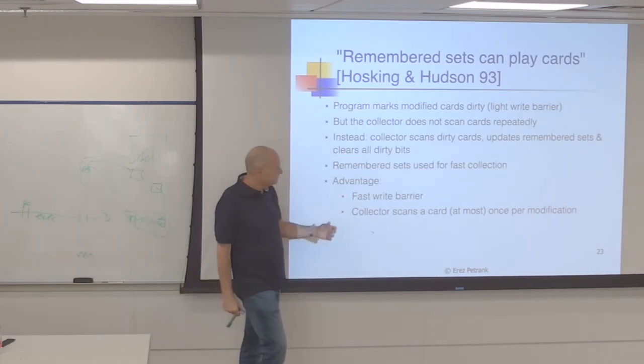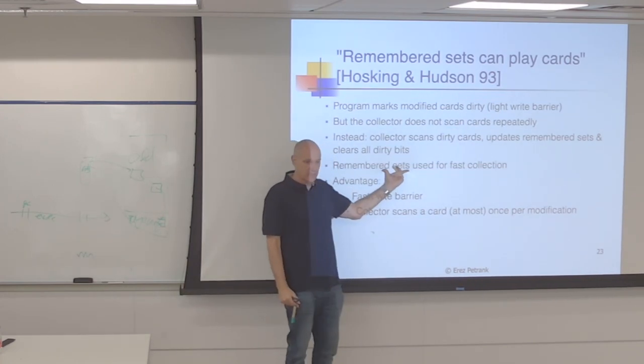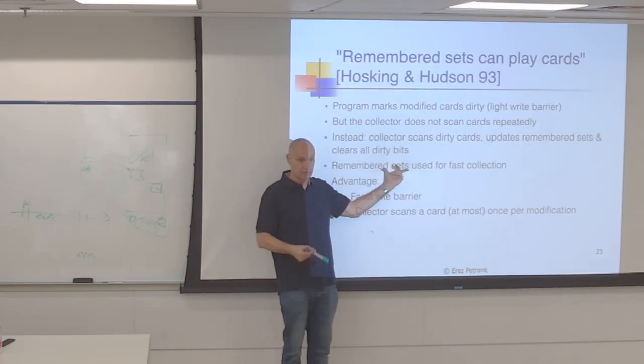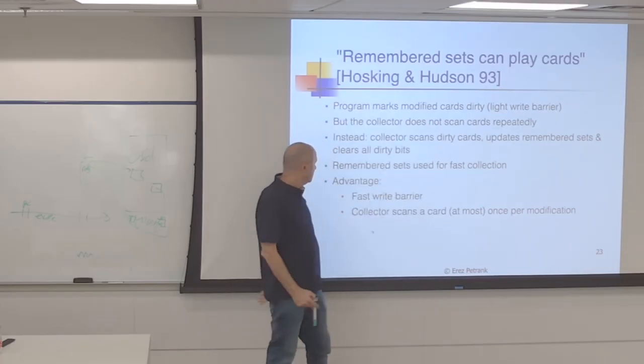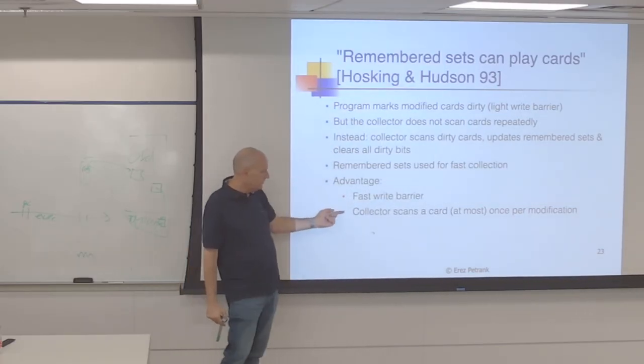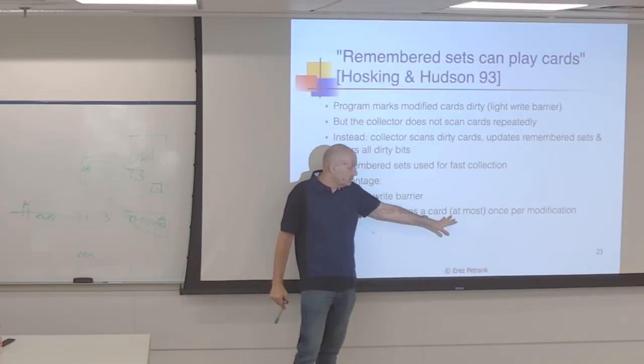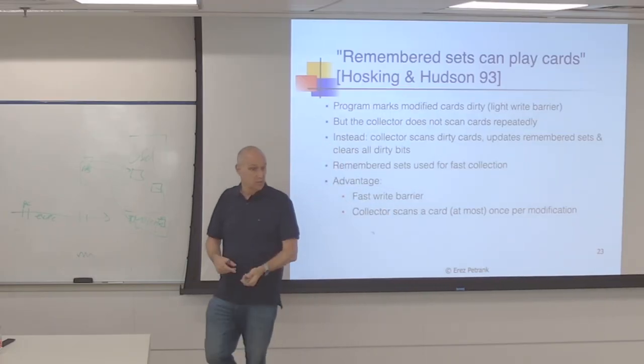So the remembered sets are then used for a very fast collection, because the collector goes through the remembered sets to find all the intergenerational pointers, and it doesn't need to scan cards after that. So it's a fast write barrier, and the collector scans a card at most once per modification of the card.